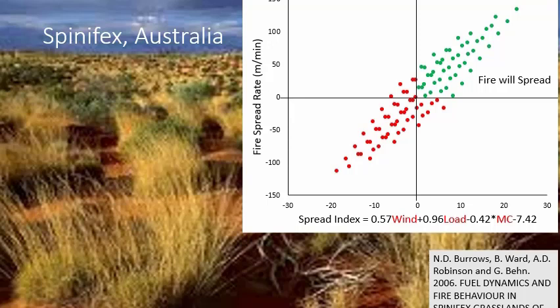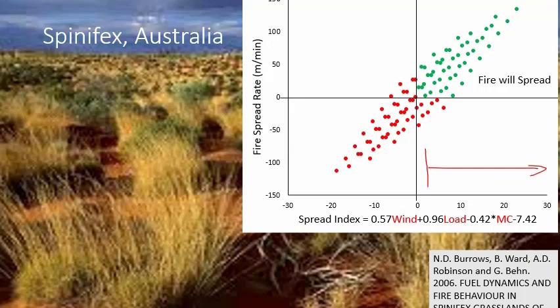This was the likelihood of fire being able to spread at all. And that is a positive function of wind, a positive function of loading, and a negative effect of moisture content, very similar to the other studies. And so any positive value for the spread index, anything above 0, they said the fire would spread. Well, obviously their other equation for spread rate shows some negative values.